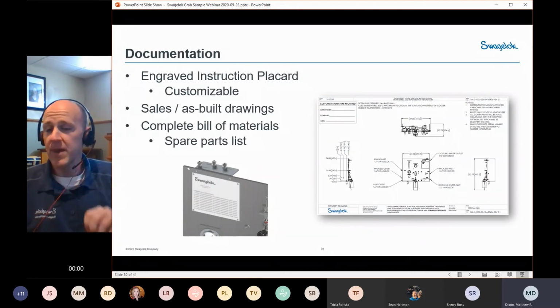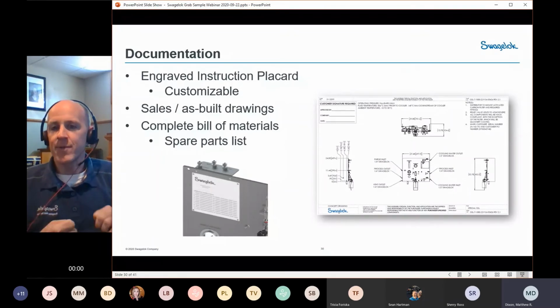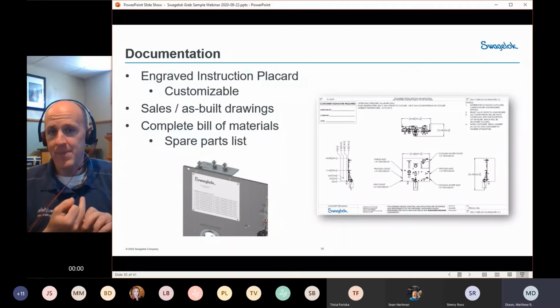So that label plate's going to have the operating instructions. It's typically going to have a schematic on there. So just helping the operator and anybody who might have to do maintenance on that panel, get them the information they need right at the place that they need it.